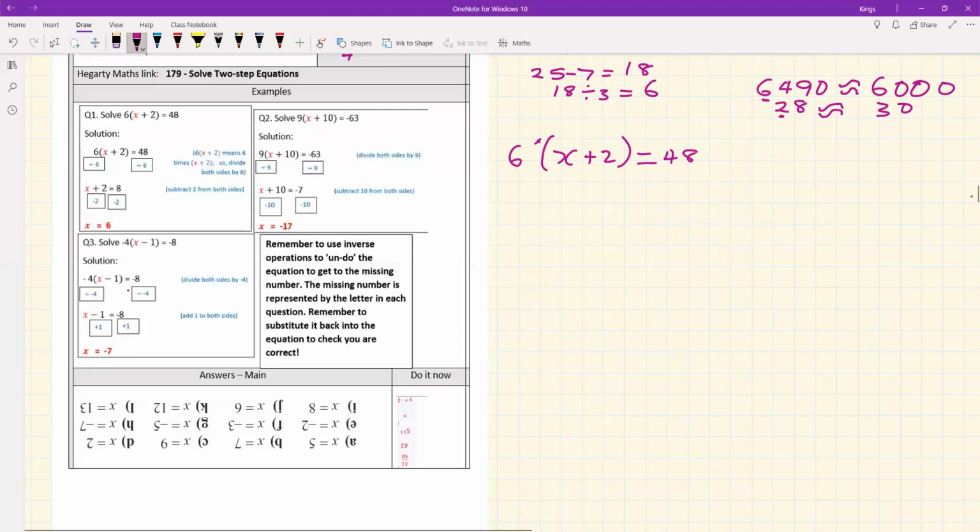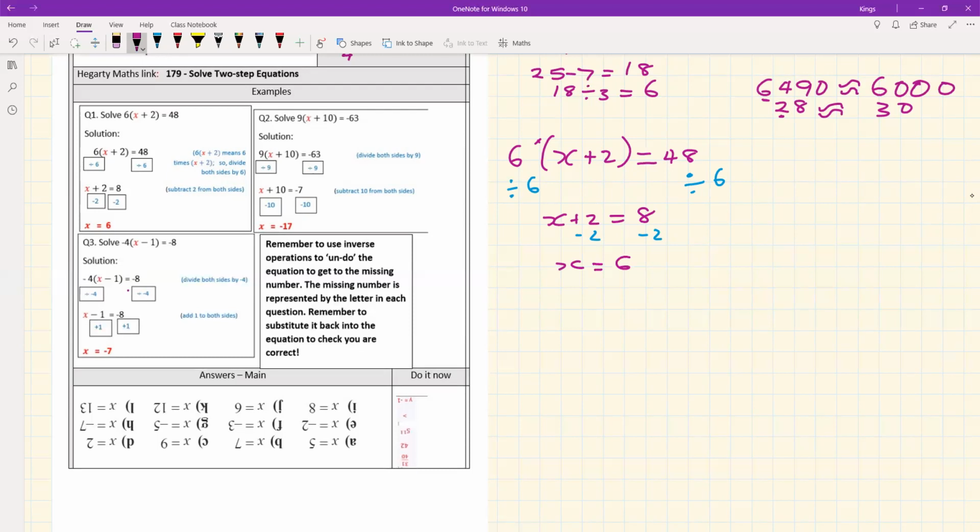So I'm going to divide both sides of the equation by 6 so that I can get rid of this 6 on that side. Okay, divide by 6. Now I'm left with just x plus 2 equals 48 divided by 6, which gives us 8. And then taking away 2 from both sides, we have that x here equals 6. Okay, so x is 6.